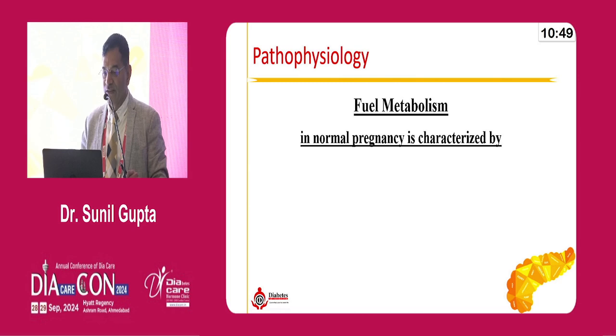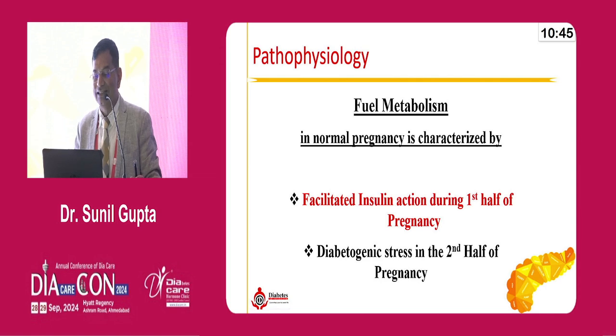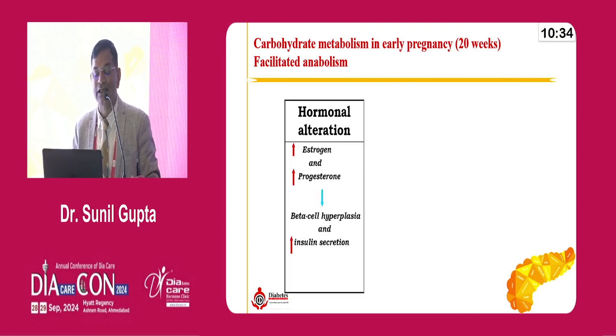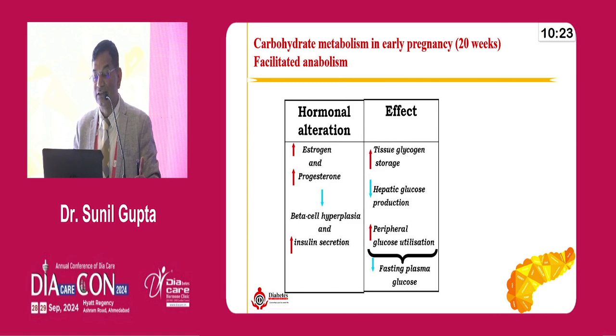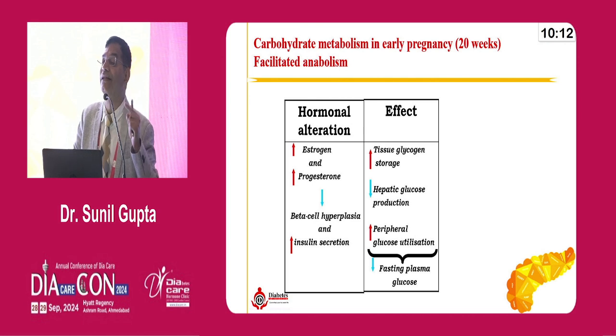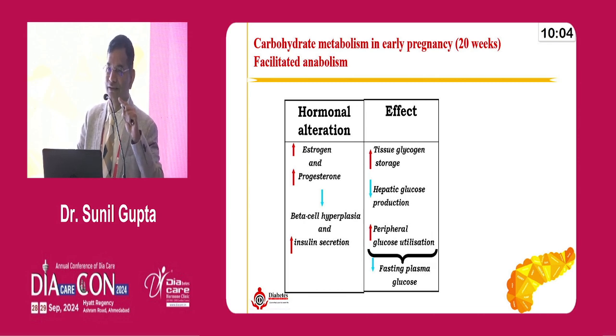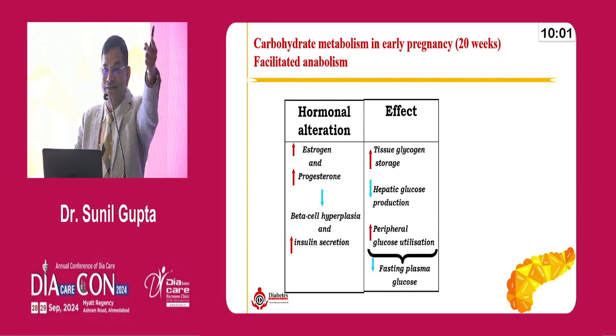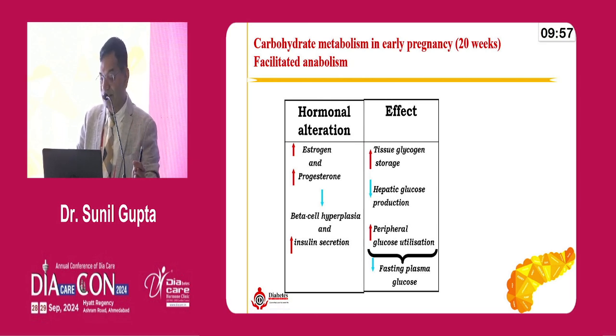I'll be a little brief now here. So fetal metabolism in normal pregnancy is characterized by facilitated insulin action in the first half of the pregnancy, and then diabetogenic stress because of the placental hormones in the second part of the pregnancy. Now this facilitated anabolism in the first half is characterized by increased estrogen, progesterone, beta cell hyperplasia, and increased insulin secretion, which will reflect as increased tissue glycogen storage, decreased hepatic glucose production, and increased peripheral glucose utilization, and that's why you have a 10% reduction in the fasting blood glucose. So during pregnancy, if you compare a woman's fasting blood glucose in the first trimester before 20 weeks versus the pre-pregnancy state, you will find 10% lower fasting blood glucose in these women.